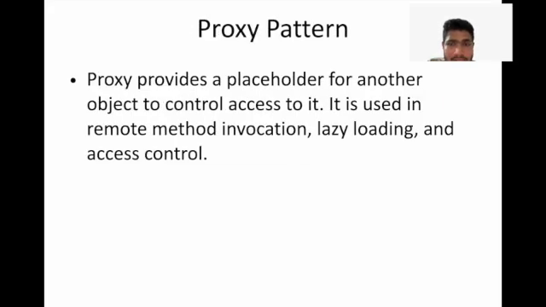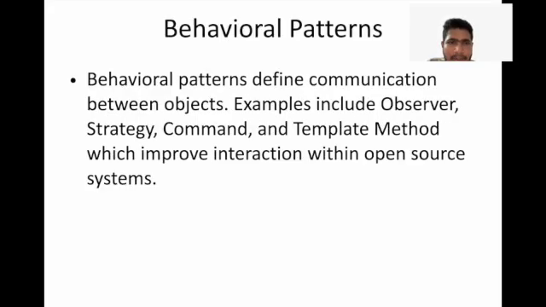Proxy provides a placeholder for another object to control access to it. It is used in remote method invocation, lazy loading, and access control. Behavioral patterns define communication between objects. Examples include observer, strategy, command, and template method, which improve interaction within open source systems.